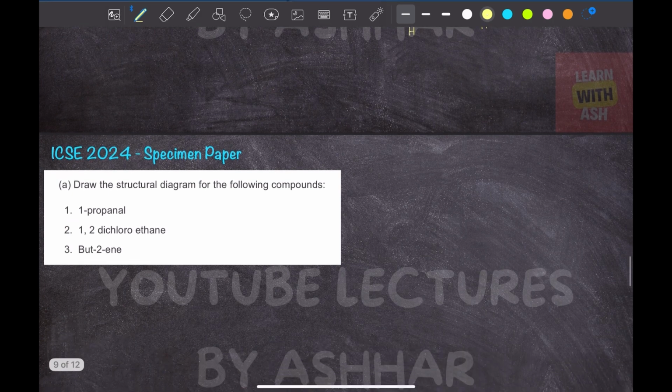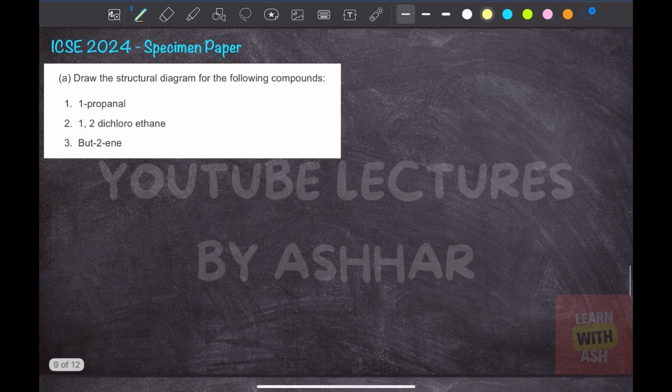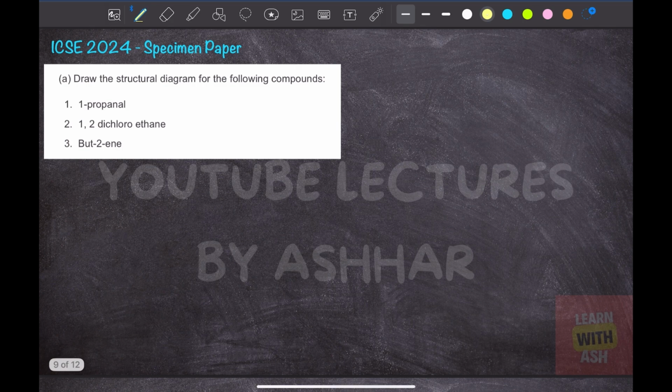Then moving on with the specimen paper question from ICSE 2024, it is given to us 1-propanal. Since 1 doesn't have any such significance, the structure will be only propanal. Now propane means 3 carbons and there is an aldehyde group, so we need to count the carbon of the aldehyde group. So this is our aldehyde group. Attached with it will be two carbons. So this is how propanal or 1-propanal looks.